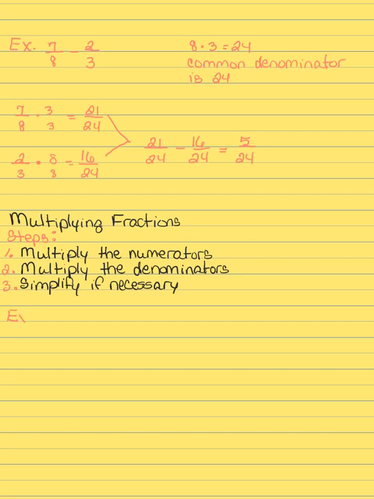So our example is going to be 3/8. And we're going to multiply that by 9/10. And you are multiplying numerator times numerator and denominator times denominator. So I usually say it's just the top times the top and the bottom times the bottom.